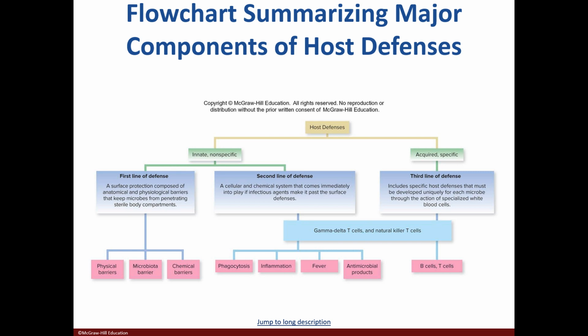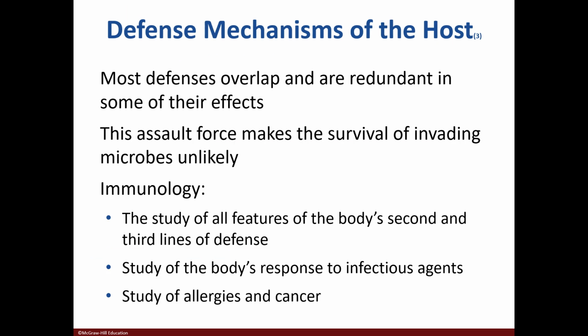The third line of defense is acquired and is specific. It includes cells that take part in the second line of defense, as well as B cells and T cells. The systems tend to overlap and sometimes are similar in terms of their effects. The cumulative effect of these three systems makes it very difficult for a pathogen to invade.